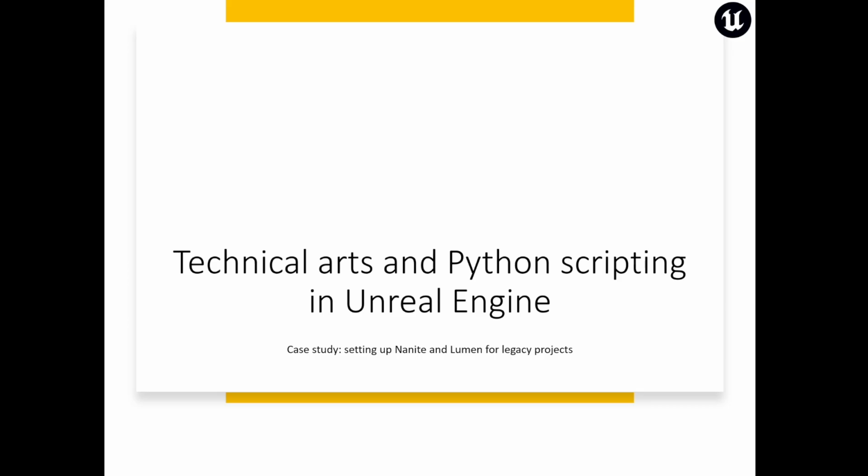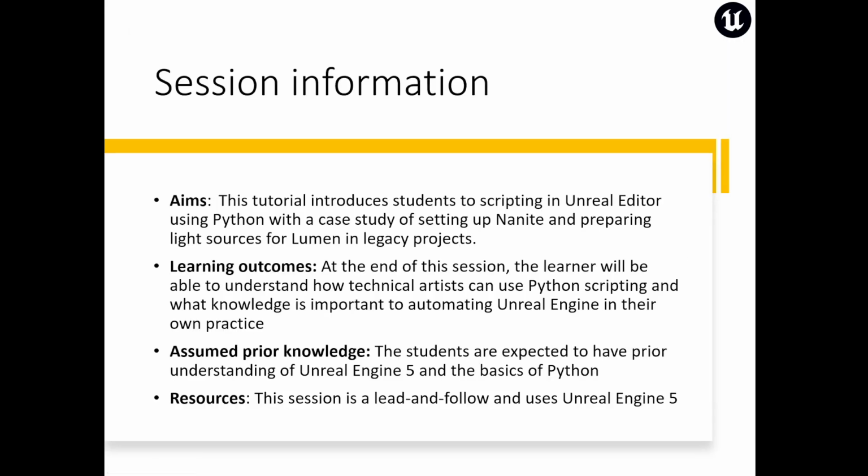In this session, called Technical Arts and Python Scripting in Unreal Engine, we'll explore how Python can help automate tasks in Unreal Engine. We'll also look at the role of technical artist and the skills you'll need to succeed in this area. By the end of this tutorial, you'll understand how technical artists use Python scripting, what skills are essential for automation in Unreal Engine, and you'll see practical examples of preparing legacy Unreal Engine 4 projects for Nanite and Lumen in Unreal Engine 5.